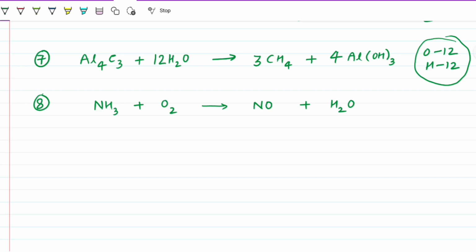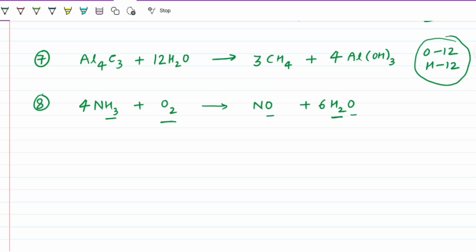Next atom is oxygen. This side we have O2, this side O1, O2. Both oxygen balanced. This side we have NH3, this side we have H2. So on one side hydrogen 3, on the other side hydrogen 2. So what I can write is 4 here, 4 threes are 12, so hydrogen becomes 12. Again, in order to make hydrogen balance, I have to write 6 here, because 6 twos are 12.